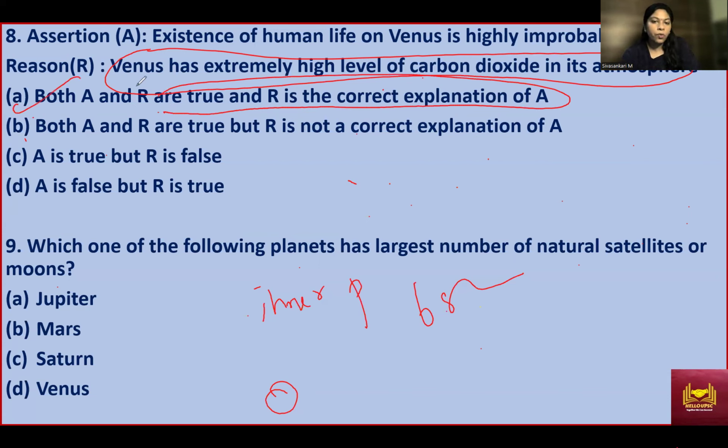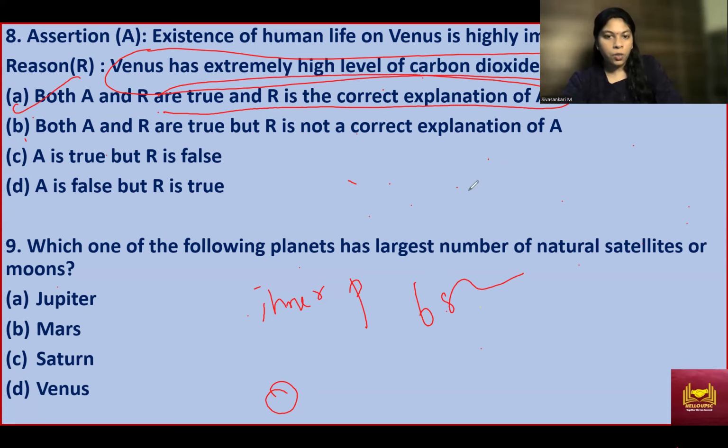This is right. Come to the next question. Which of the following planets has largest number of natural satellites or moons? Okay, this is a question. So for that, we can see Jupiter, Mars, Saturn, Venus. At that time it was Jupiter, but now if you are seeing this question now, that is Saturn. Okay, 145 moons it has. Then come to the next question.